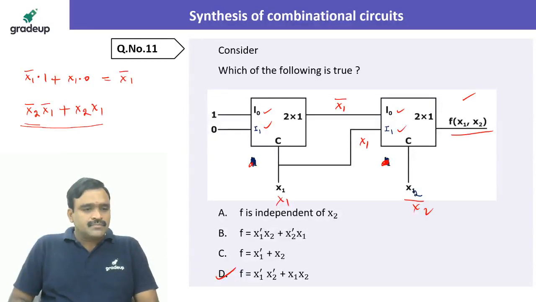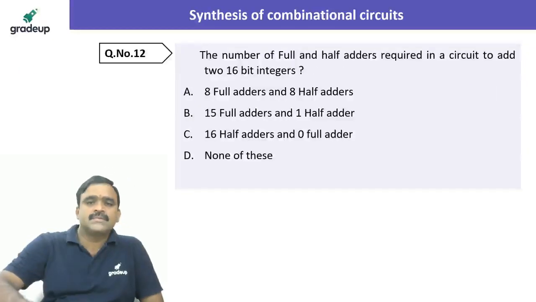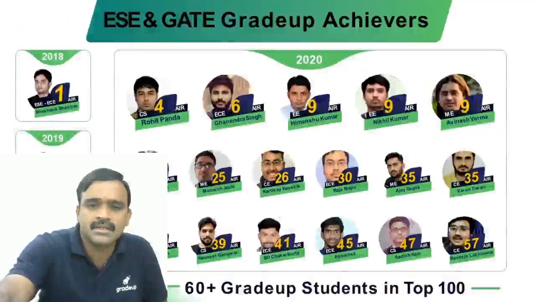Exactly. Akash, Vrishab Pandey, x1 exclusive NOR x2. Correct. Yes. Okay, na? Shall I go for the next? Okay. Now let us move on to the next question. I think it is the last question.